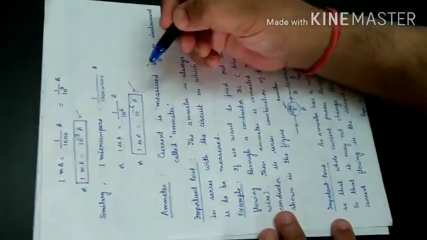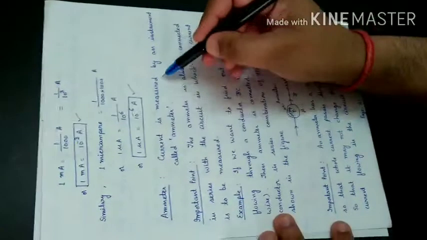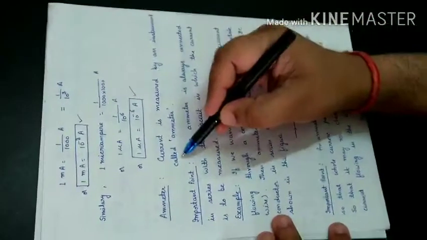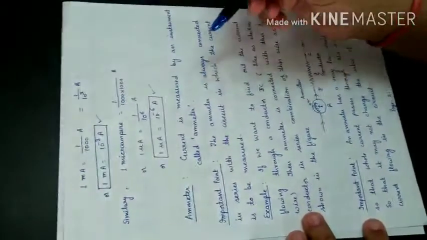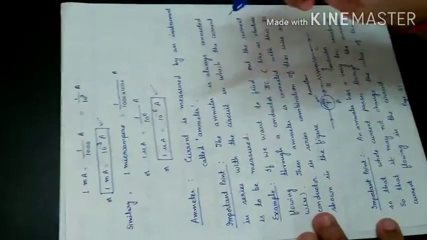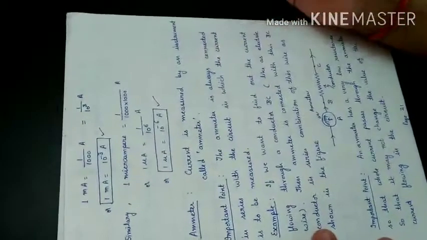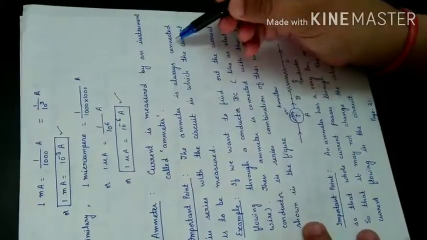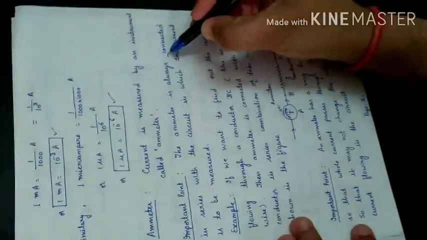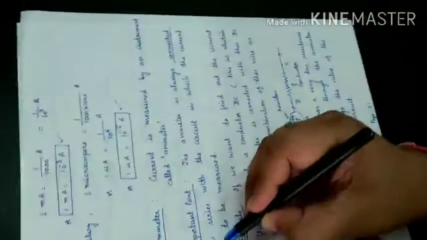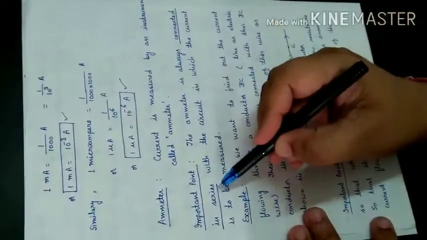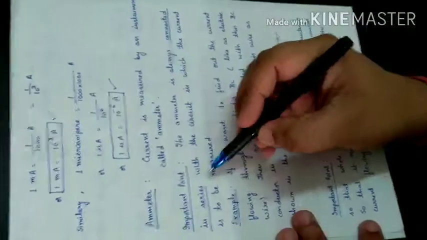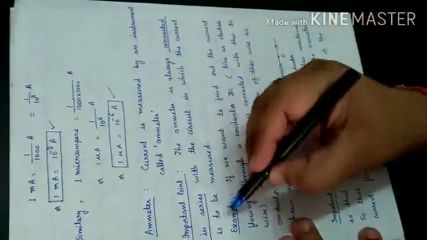Next topic is the ammeter. Current is measured by an instrument known as an ammeter. The ammeter is an instrument through which the current in the circuit is measured. Important point: the ammeter is always connected in series. Very important: a voltmeter is always connected in parallel, as I discussed in the previous lecture. The ammeter is always connected in series with the circuit in which the current is to be measured.